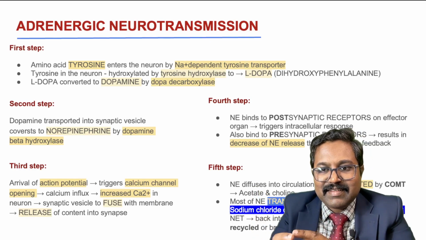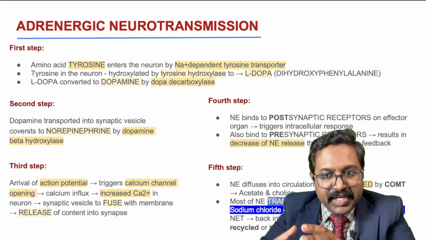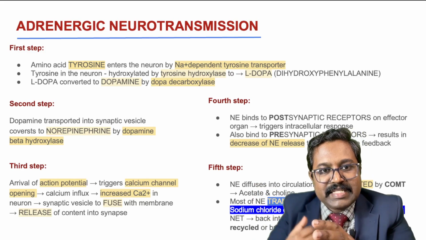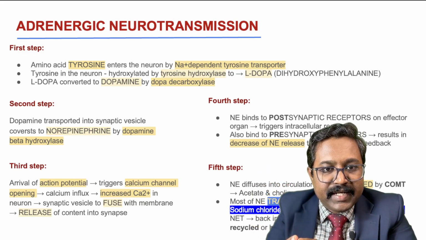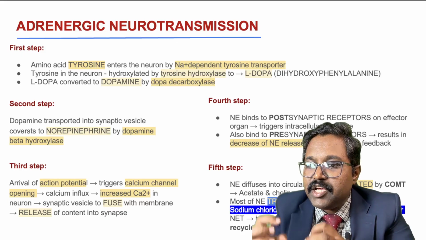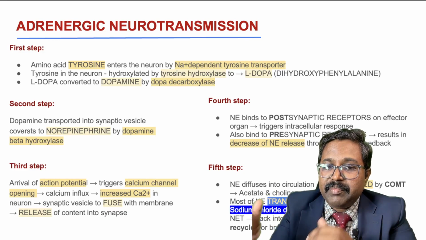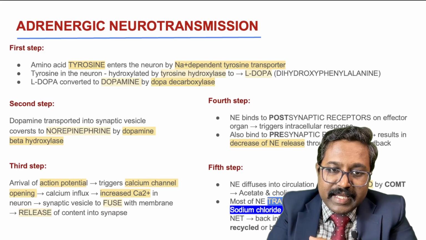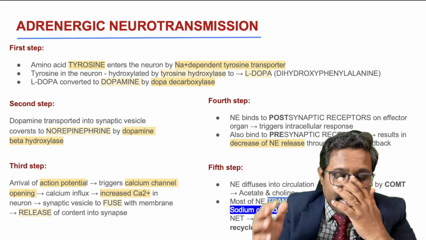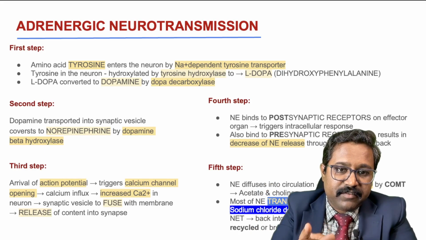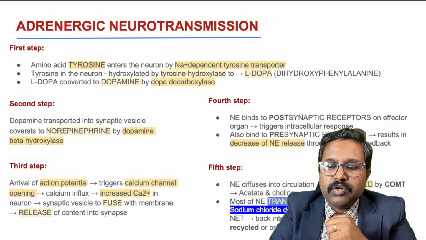With the help of these transporters, the norepinephrine will be taken back; there will be reuptake of the norepinephrine into the presynaptic nerve terminals, where the uptaken norepinephrine will enter into the vesicle and be stored for future use. It can be recycled, or it can be broken down by the enzyme called monoamine oxidase to form an inactive metabolite inside the presynaptic nerve terminal itself. So these are the 5 steps you need to remember under adrenergic neurotransmission.